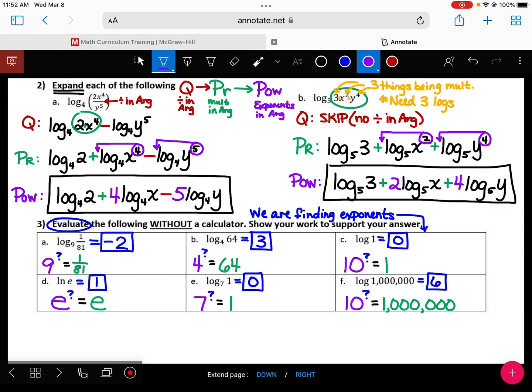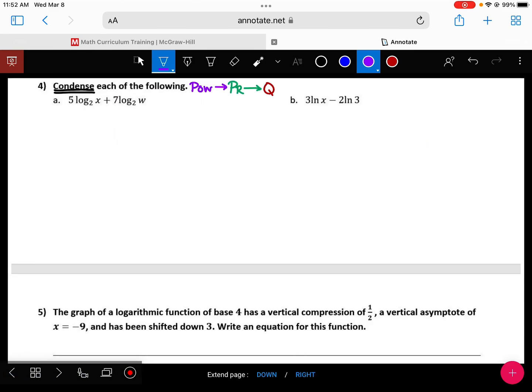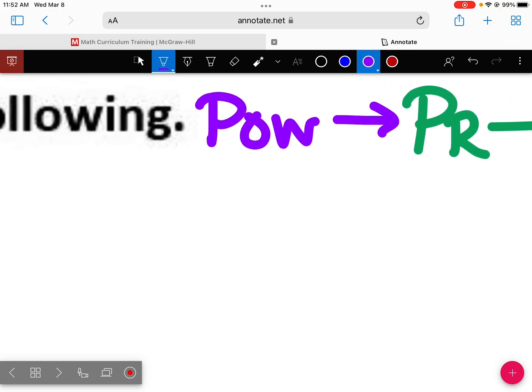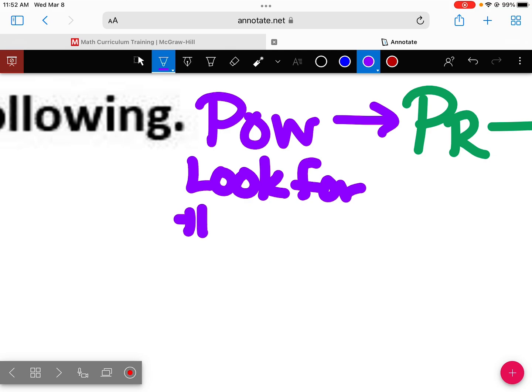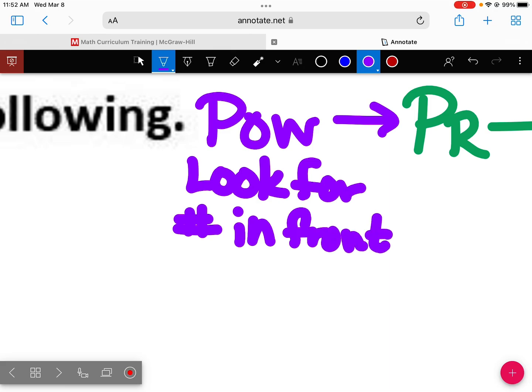In the power step, we brought the 4 down in front and we brought the 5 down in front, right? So what would I look for in the power step if I want to go backwards? Numbers in front of the logs, yes. So power step: look for number in front of logs.